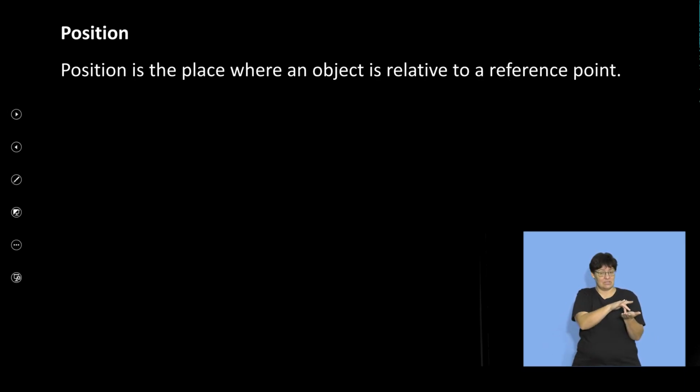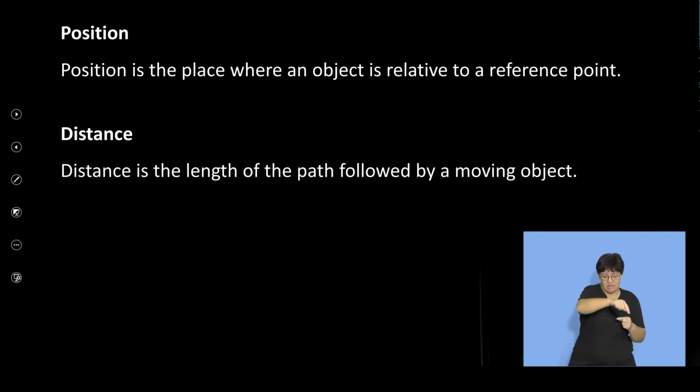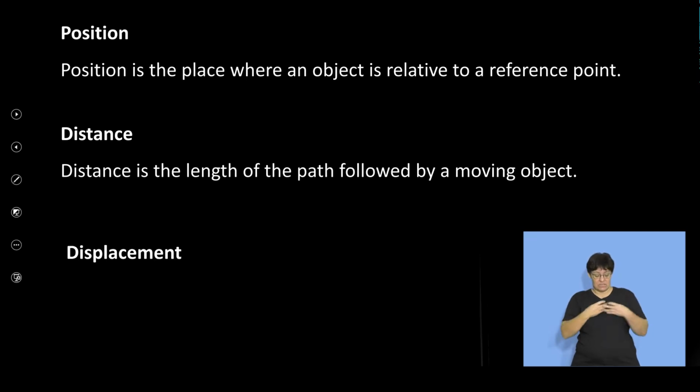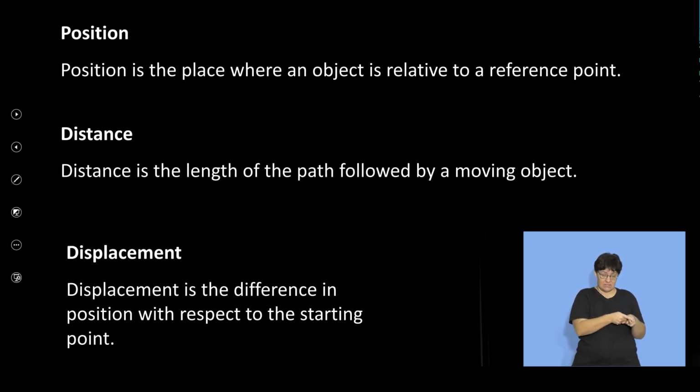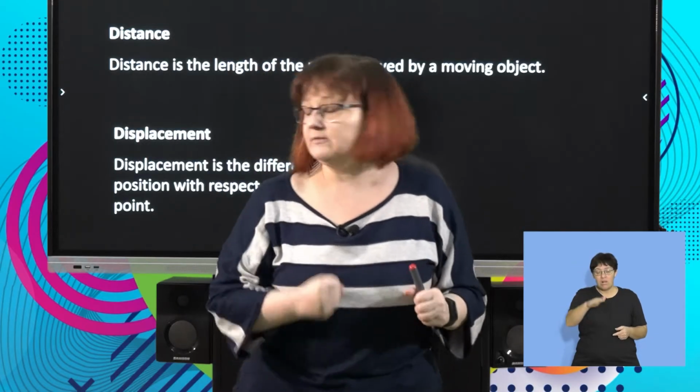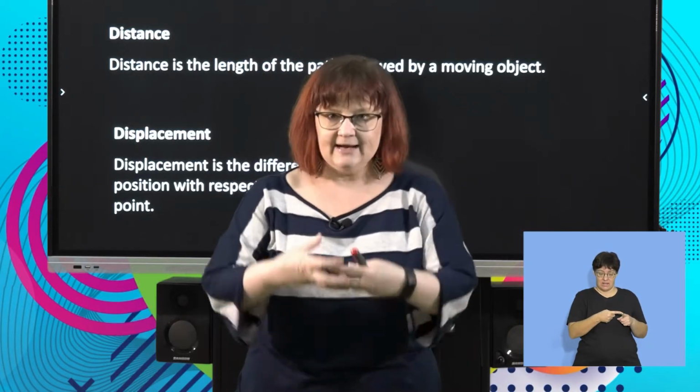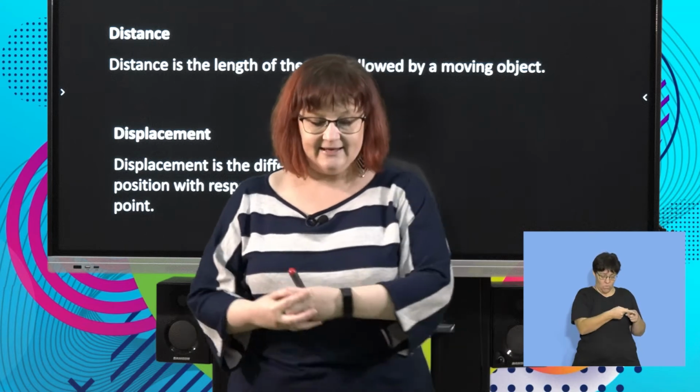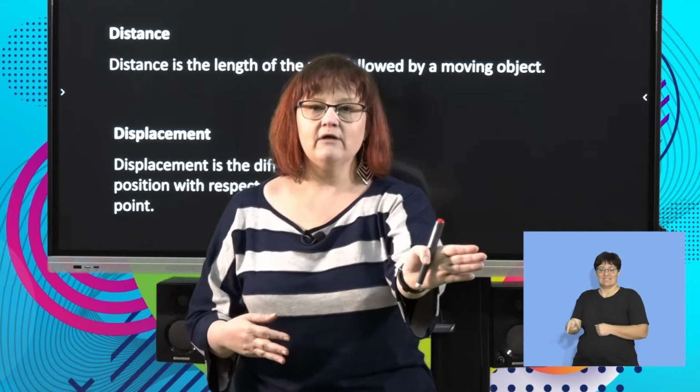Okay, so position is the place where an object is relative to a reference point, where we're measuring it from. Distance is the length of the path followed by a moving object. We don't care how it gets there, okay? Displacement, here we go, is the difference in position with respect to the starting point. That's the important thing here. We need to know where the starting point is. I need to know where I began, because if I know where I began, then I can get to an idea of where I'm going, okay?